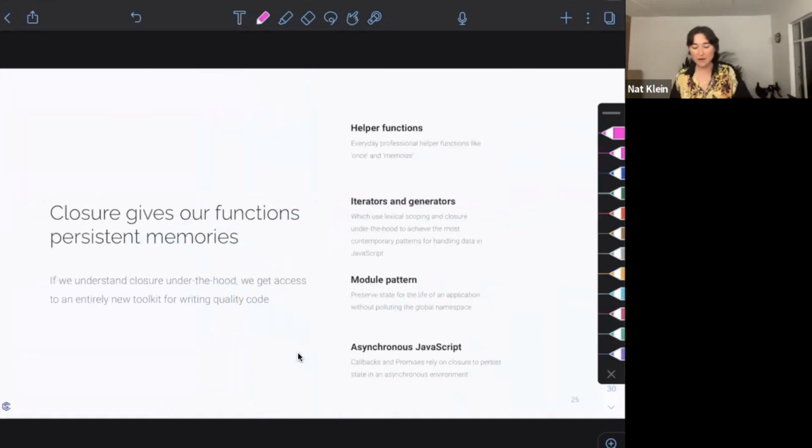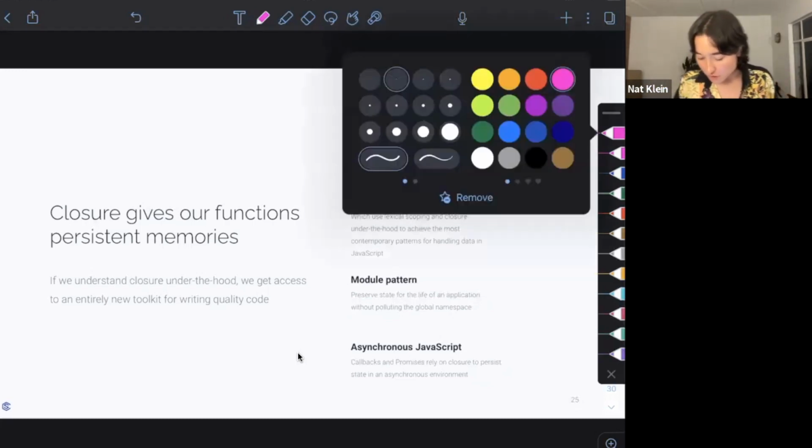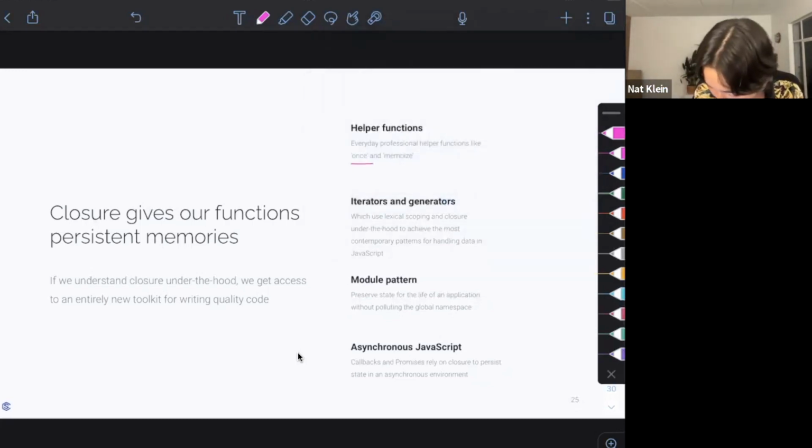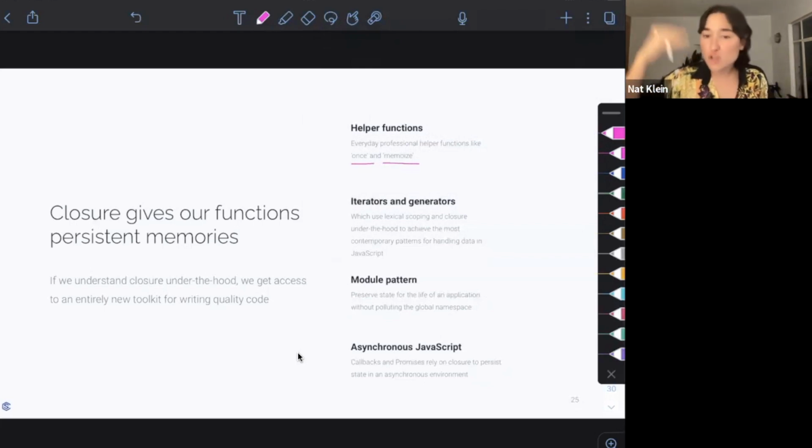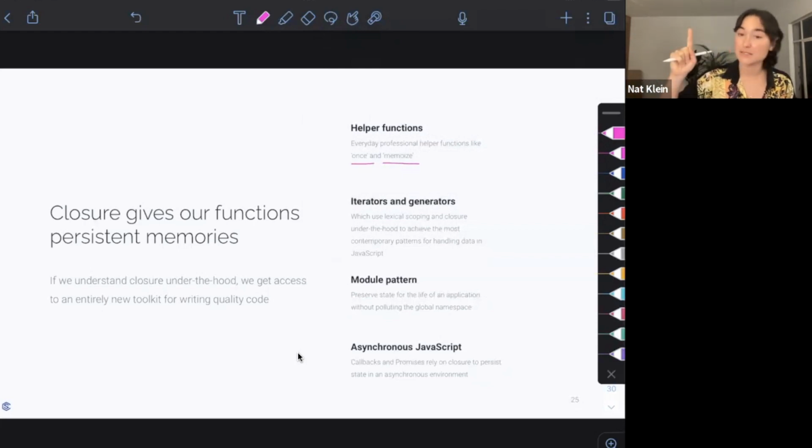Awesome. So to close us out, closure gives our functions persistent memories between function calls. And closure is part of what makes JavaScript so powerful. It powers helper functions like once and memoize that help us to keep our code DRY, because as programmers, we're not lazy, but we don't want to repeat code. We don't want to be redundant. Do not ask me to repeat myself. I'm going to declare this function once, and that's it.